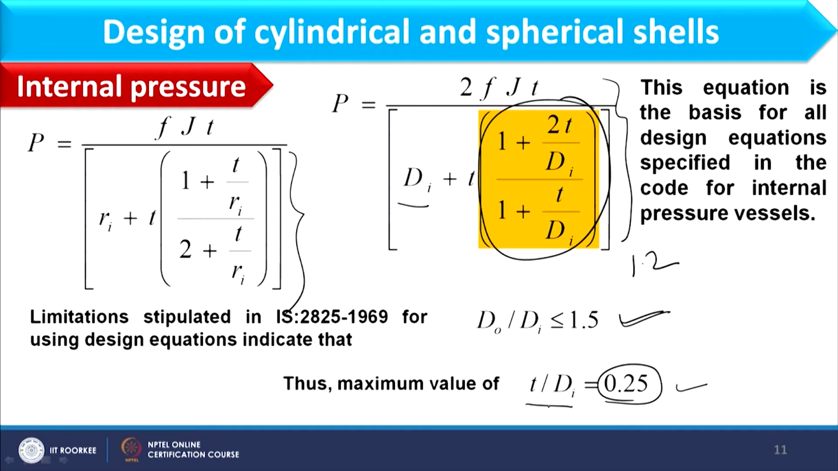If I am considering the minimum value of T by di, that value would be 0, and if I put 0 over here, the whole expression will give the value as 1. So, this whole expression varies from 1 to 1.2. For derivation purposes we have considered this particular expression as 1, because 0.25 would be the maximum possible value which should not be exceeded. So, therefore, instead of 1.2 we have taken the value of this expression as 1.